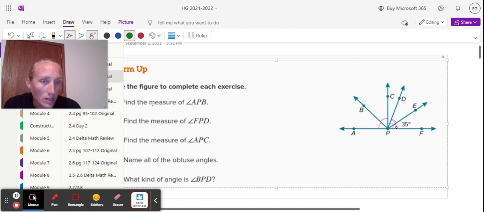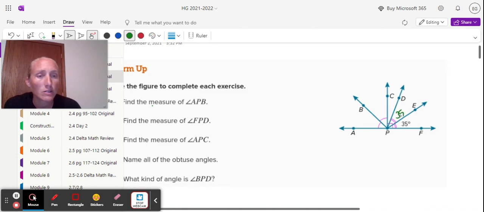The first thing I notice is this double barred arc and this double barred arc. That means that those two angles are congruent to each other. So if this one's marked as 35 degrees, then this angle here is also going to be 35 degrees. And that angle right there is angle DPE, and it's congruent to angle EPF. Something we'll be talking about in today's lesson.